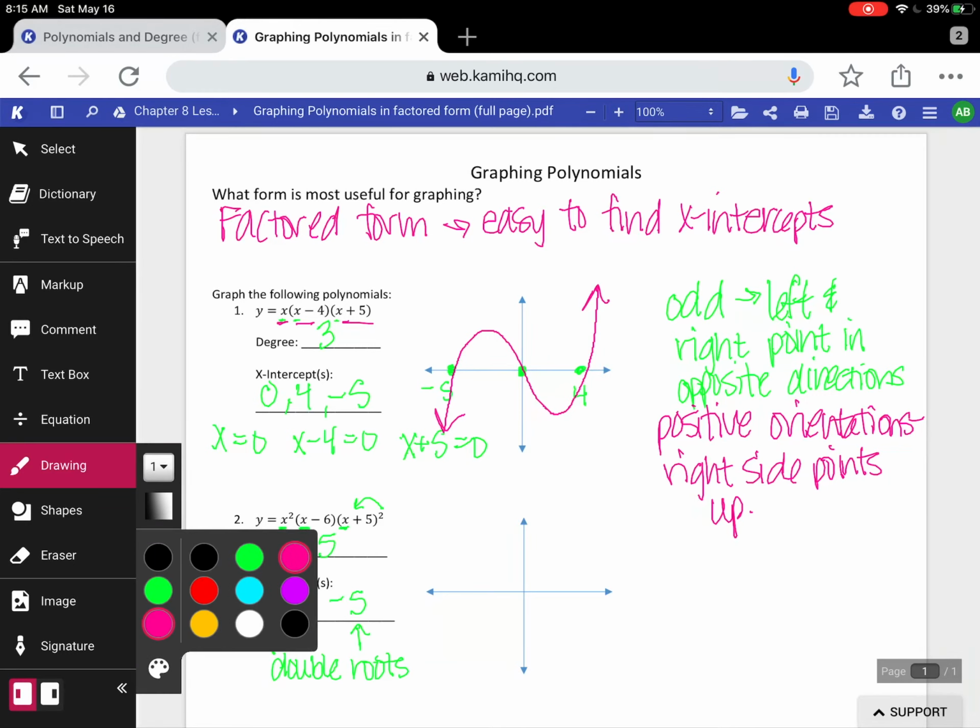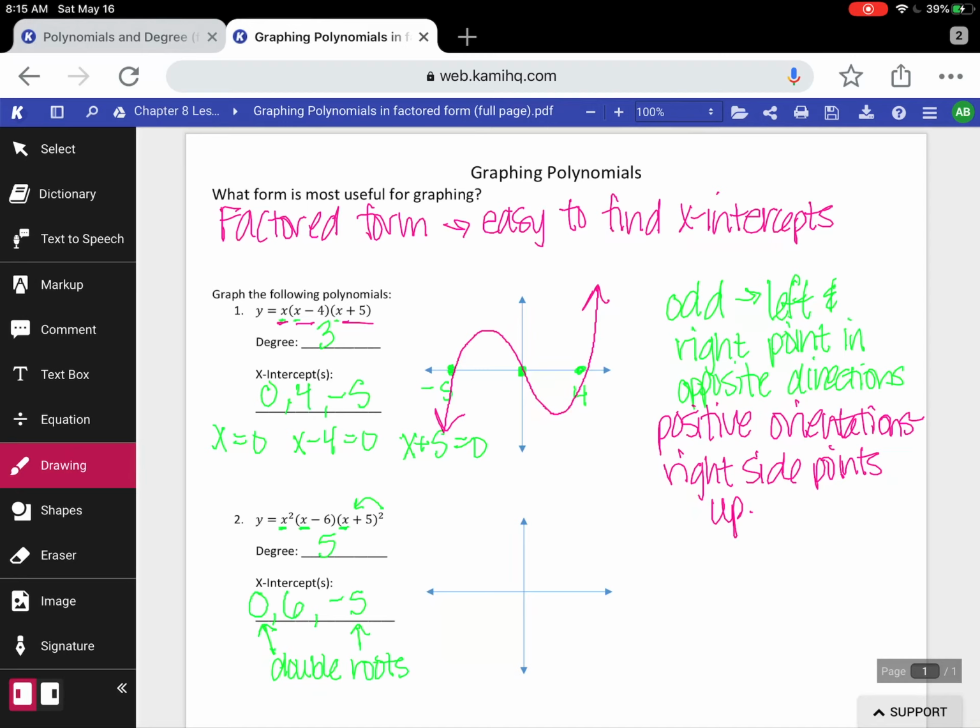And what that tells us is our graph is going to bounce there. It will not cross through the x-axis at those points. It will hit the x-axis and bounce in the opposite direction. So we need to go ahead and label these. So we have 0, and we have negative 5, and we have 6.